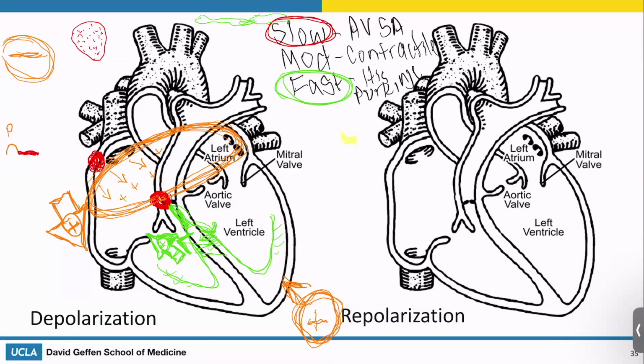So a positive moving away from a positive lead. We talked about it: a positive moving away from a positive is going to be a negative deflection. This is a small area of the heart, but it's moving fast. So we're going to get small, negative, but fast. So we're going to get our Q wave.